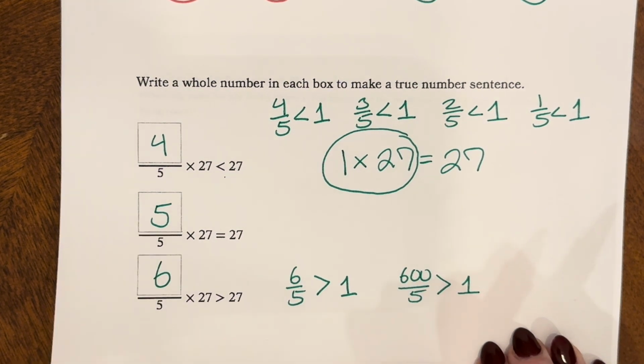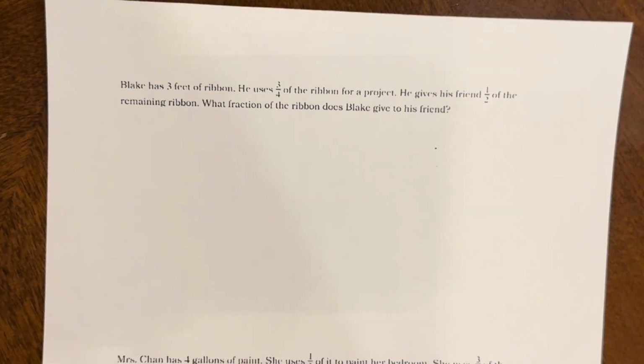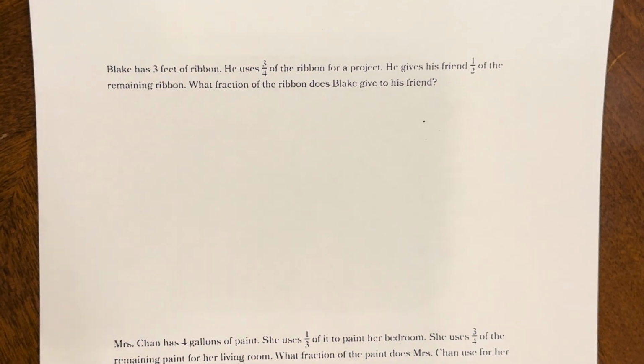Okay, let's look at the back. We're going to move on to some word problems. So I'm going to do the first one for you. So this says, Blake has 3 feet of ribbon. He uses 3/4 of the ribbon for a project. He gives his friends 1/2 of the remaining ribbon. What fraction of the ribbon does Blake give to his friend?